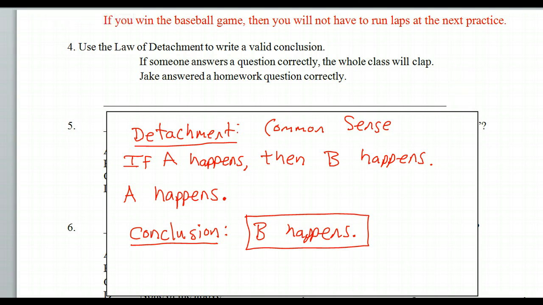So the biggest mistake that I see students make is when they go to write their conclusion, they will write a whole if-then statement. They'll say something like, since someone answered a question correctly, then the whole class clapped. You don't do that for detachment. For detachment, you just say that final statement, the Q happens part. So you will just go like this. The whole class clapped. That's it. Q happens. Okay, that's how detachment works.